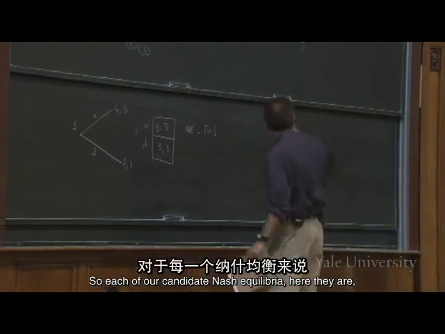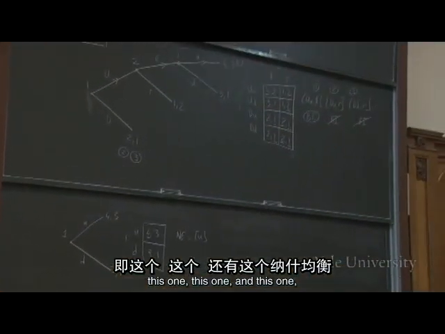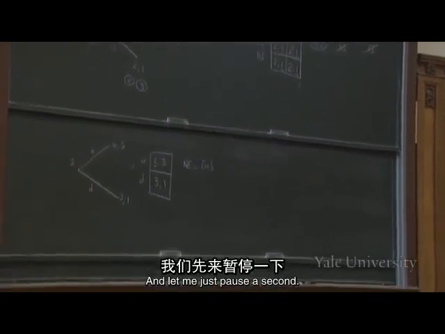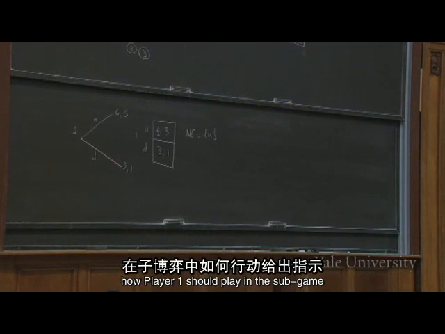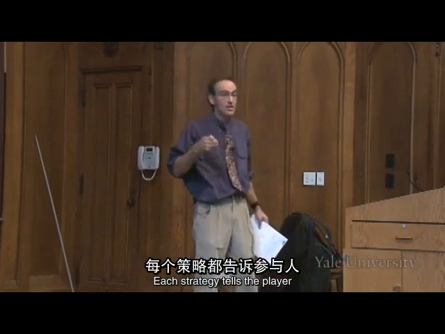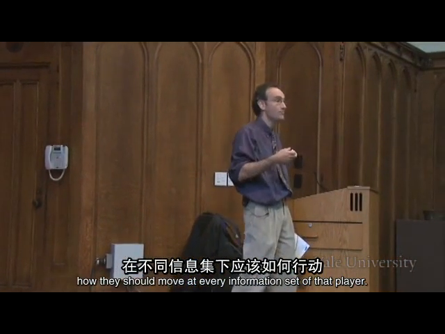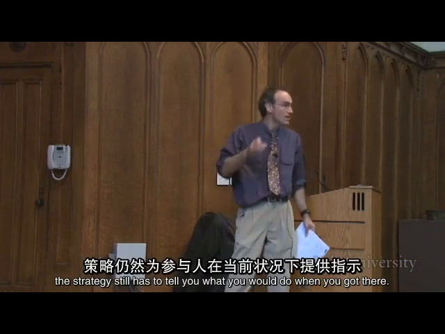All right? So each of our candidate Nash equilibria, here they are, this one, and this one, has an instruction of how player 1 should play in this subgame. And let me just pause a second. The reason that these 3 equilibria have an instruction for how player 1 should play in the subgame is because of our definition of a strategy. Each strategy tells the player how they should move at every information set of that player. So even if the strategy is such that that information set won't be reached, the strategy still has to tell you what you would do when you got there. And now, for the first time perhaps, we're going to see why that redundancy helps us.